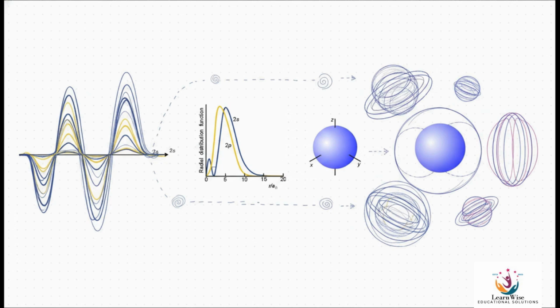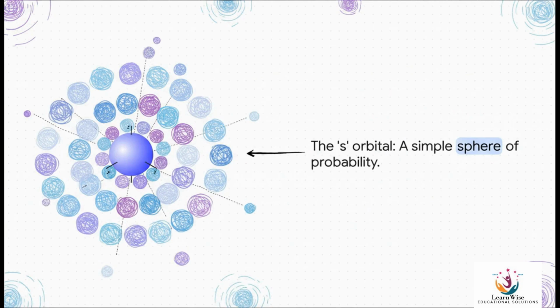Math literally becomes form. And the simplest shape you can get is the s orbital. It's just a perfect sphere. For any given energy level, there's always one of these simple spherical clouds where an electron might be found.